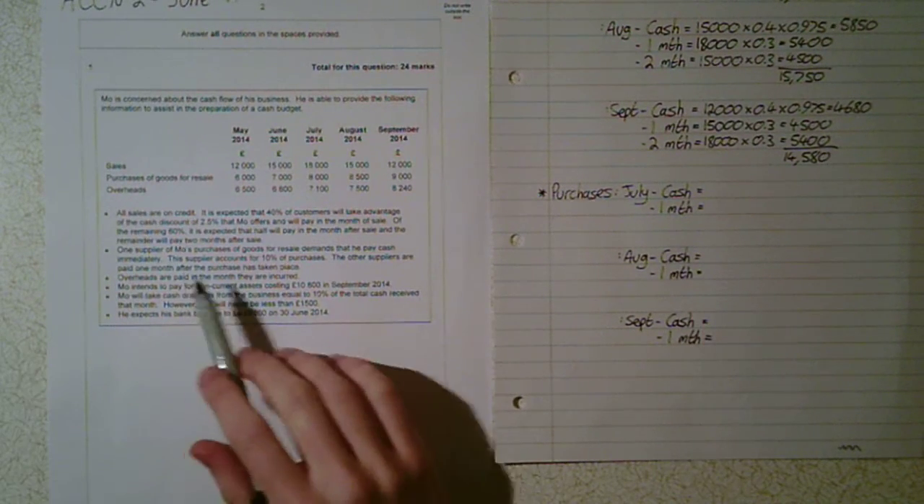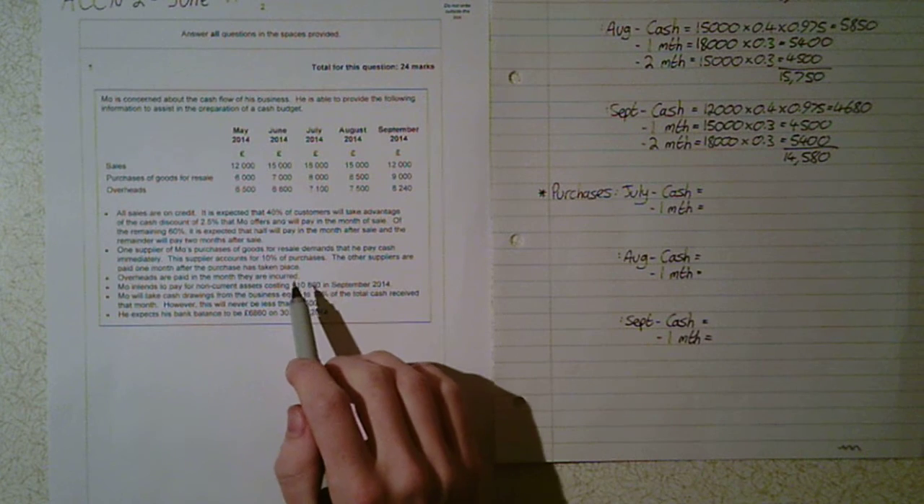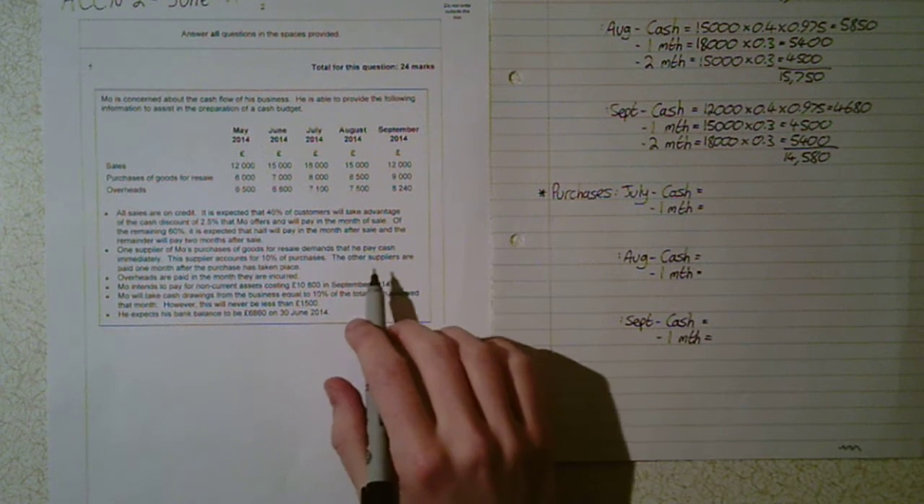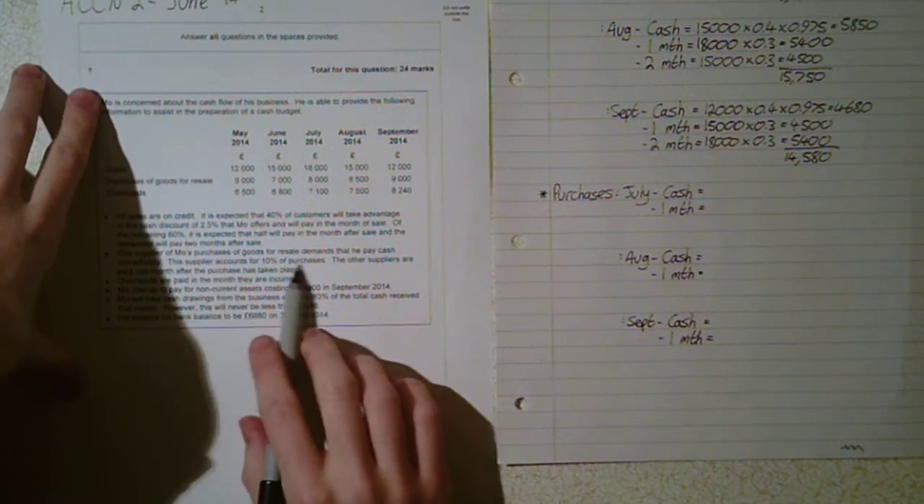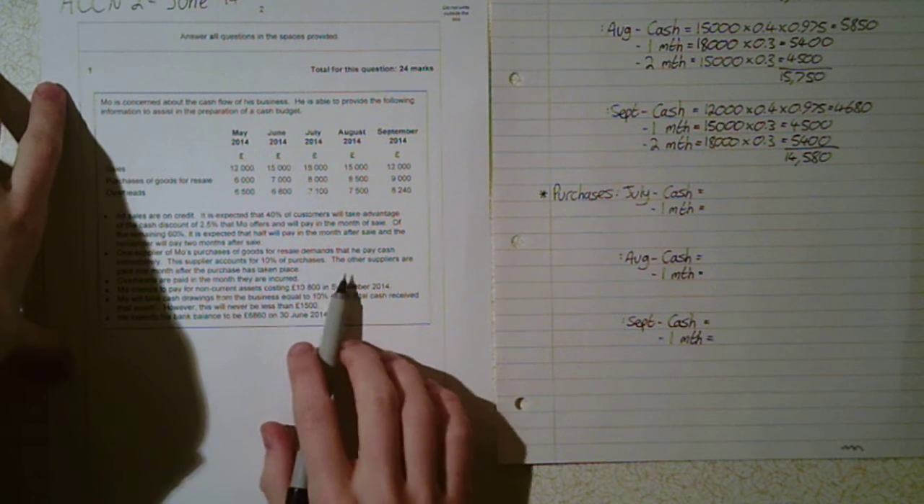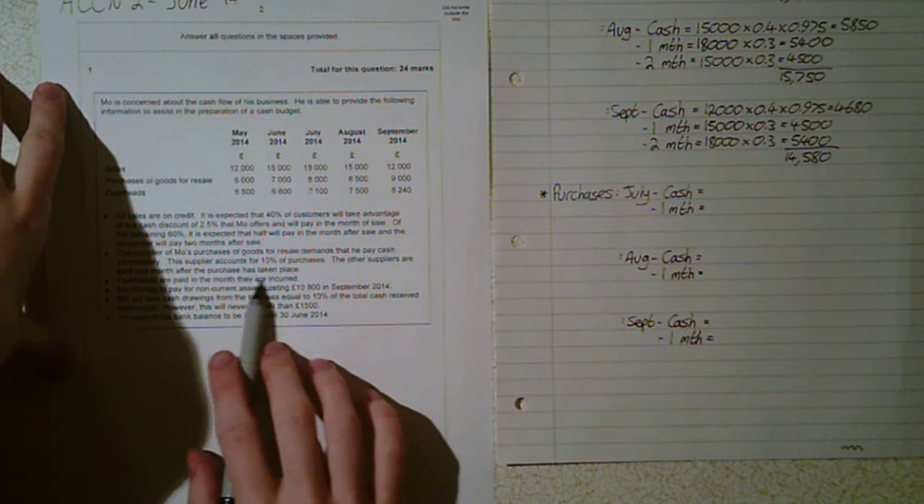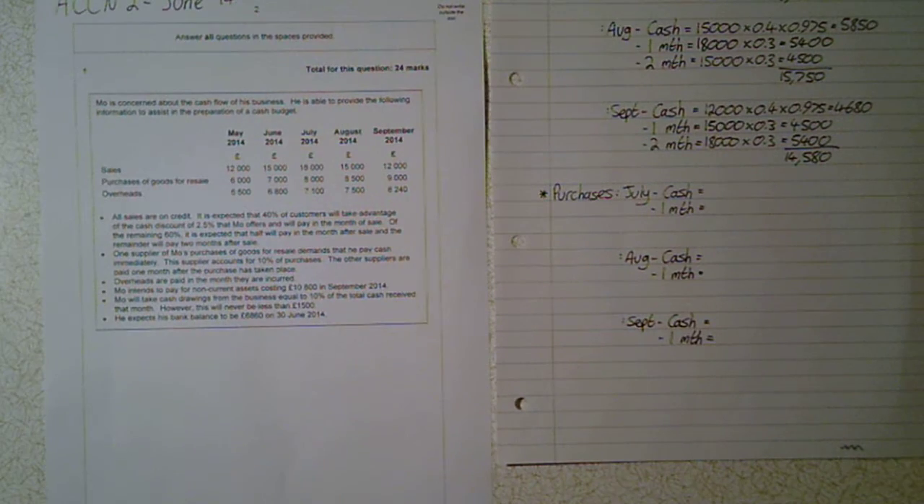So one supplier of most purchases of goods for resale, so his purchases, demands that he pays cash immediately. So when he buys the goods, he has to pay immediately. He doesn't get any credit. This supplier accounts for 10% of purchases. The other suppliers are paid 1 month after the purchase has taken place.